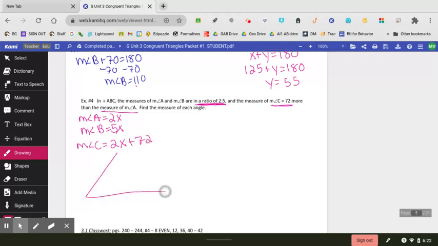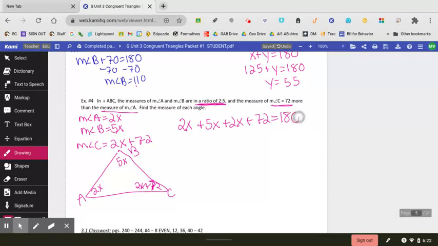And it's helpful if we draw the triangle. So that says ABC. So A is 2x, B is 5x, and C is 2x plus 72. Now I know it's a triangle, therefore all the angles add together to be 180. So that's 2x plus 5x plus 2x plus 72 equals 180. So that's 9x plus 72 equals 180. We subtract 72. 9x equals 108. We divide by 9, and x equals 12.